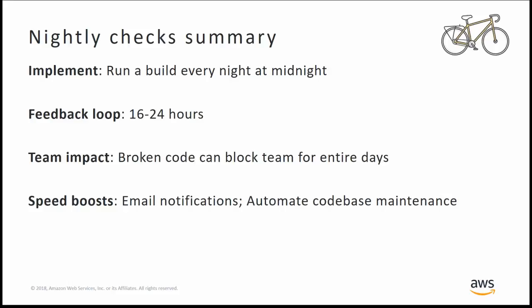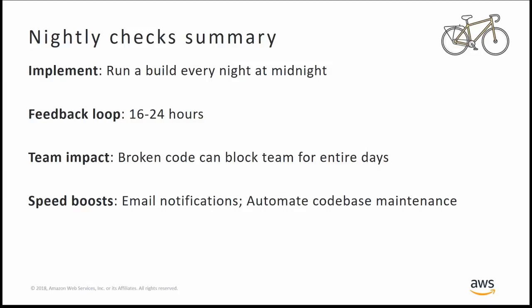And the team impact here is pretty high. So broken code on the master branch can actually block that team for entire days. You end up getting into this vicious cycle where you pushed a broken change, nightly build fails, you try to go and fix it, you push it again, another nightly build fails, and you get into this cycle of trying to fix it and having this really long feedback cycle.